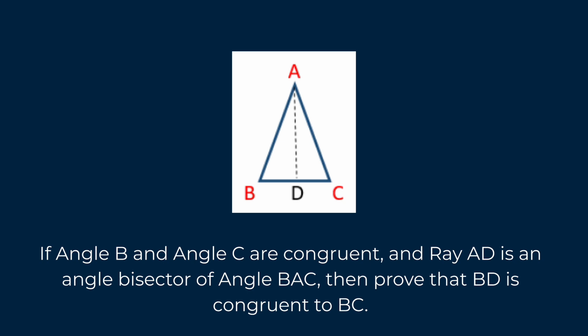So I have two examples of triangle proofs here. And the first one is this. If angle B and angle C are congruent, and ray AD is an angle bisector of angle BAC, then prove that BD is congruent to BC. Alright, if you want to do it for yourself, I'll give you a moment.